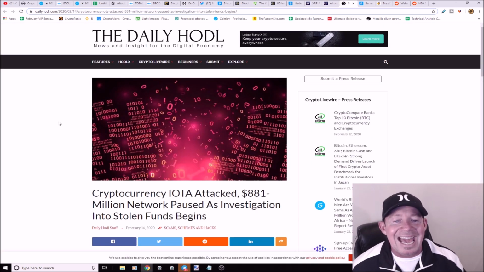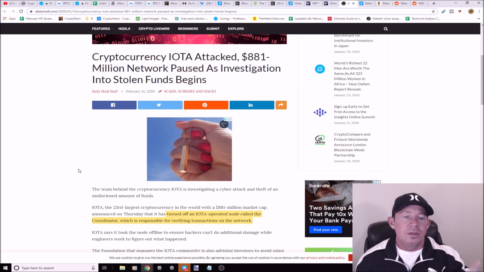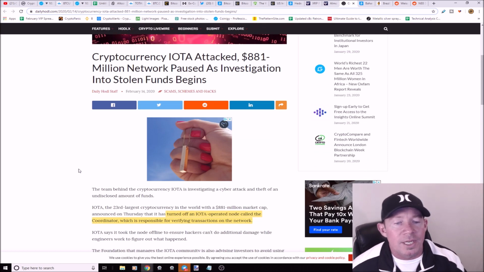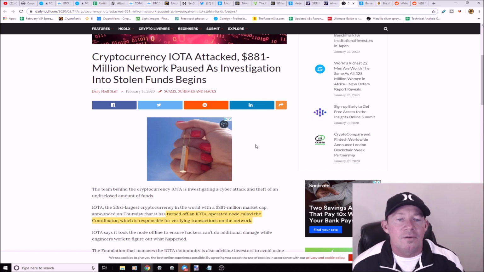Cryptocurrency IOTA attacked, $881 million network paused as investigation into stolen funds begins. We talked about this yesterday. Here's my issue. They turned off the IOTA operated node called the coordinator, which is responsible for verifying transactions on the network. Not decentralized. They can turn off the network.